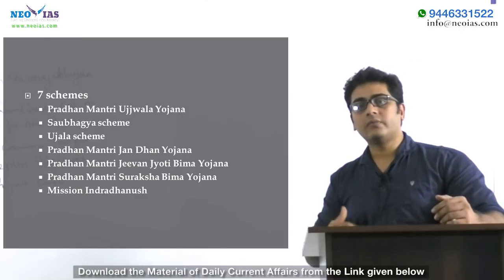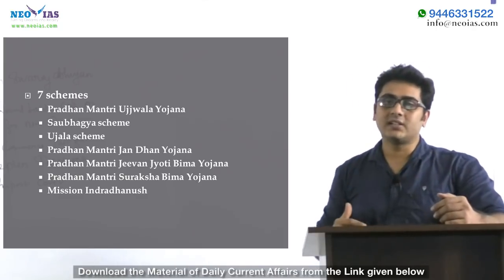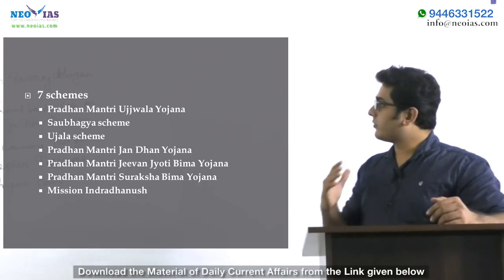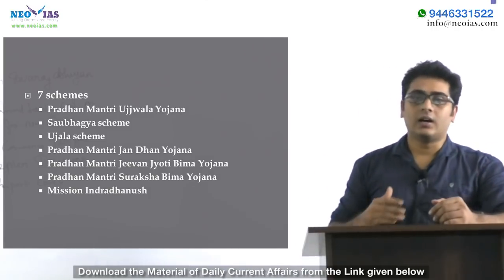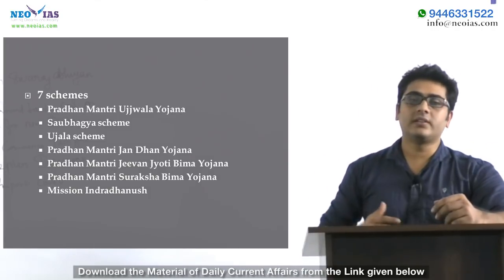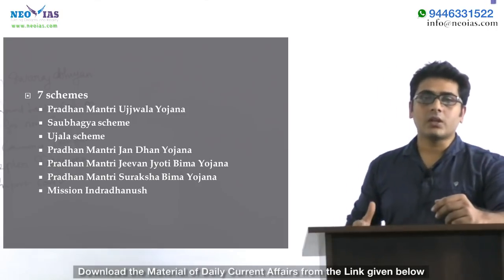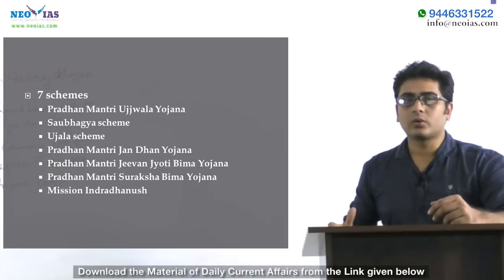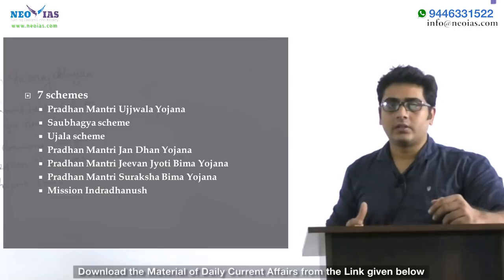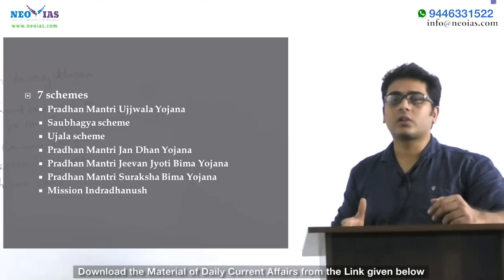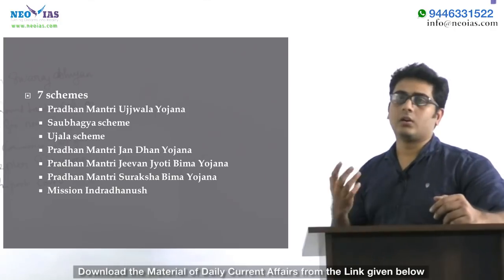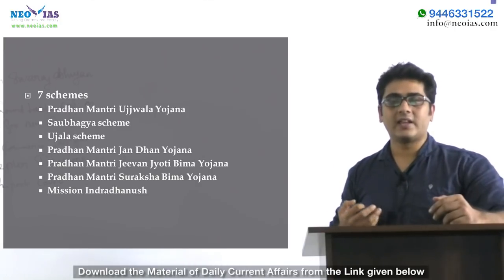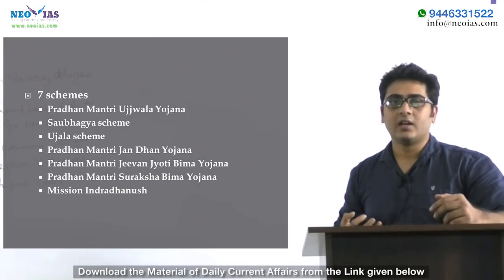So what are the welfare schemes placed under this Abhiyan? Seven flagship schemes which we already knew are placed under this Abhiyan. One is Pradhan Mantri Ujjwala Yojana, which aims to give LPG connection to all. Then we have the Saubhagya scheme, which aims to give electricity to all. Then we have the Ujala scheme, which gives affordable LED lights to everyone.